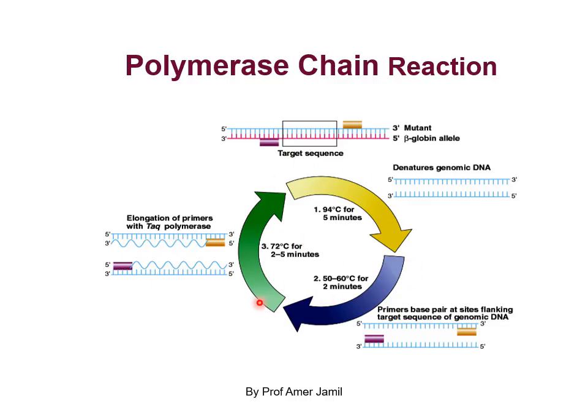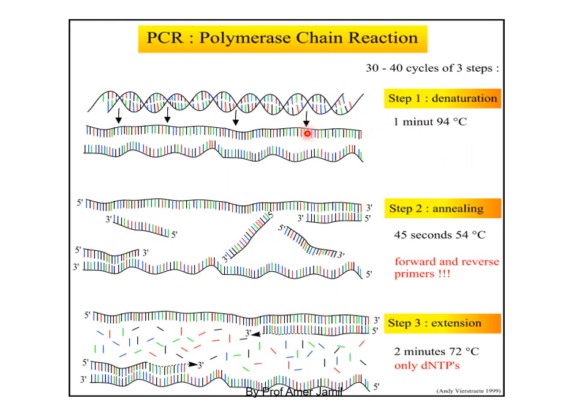So this is called one cycle of PCR: denaturation, annealing, and extension. So this is one cycle. Here it is more clear, the three steps. Here is the denaturation. Double-stranded DNA is denatured, then annealing of the primers at a specific place, and then extension, that requires dNTPs and DNA polymerase. So basically it is just a replication.